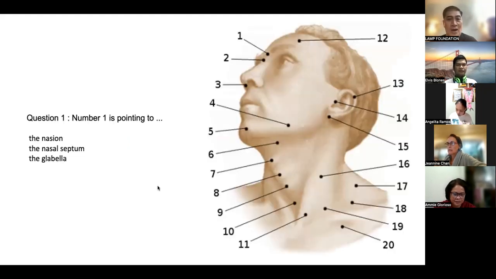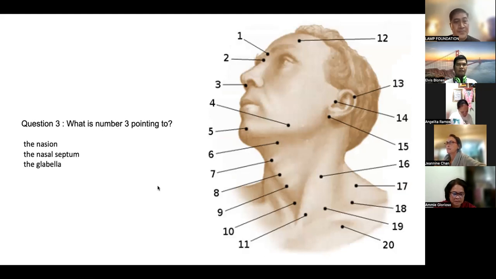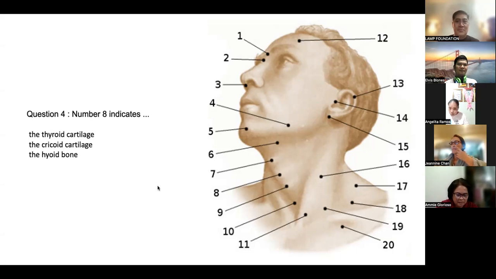Number 1 is pointing to what? Glabella. Wow. Which number indicates the tragus? Tragus. Number 14. What is number 3 pointing to? Nation. Hindi po. One mistake. Nasal septum. Number 8 indicates what? Number 8 is thyroid cartilage.